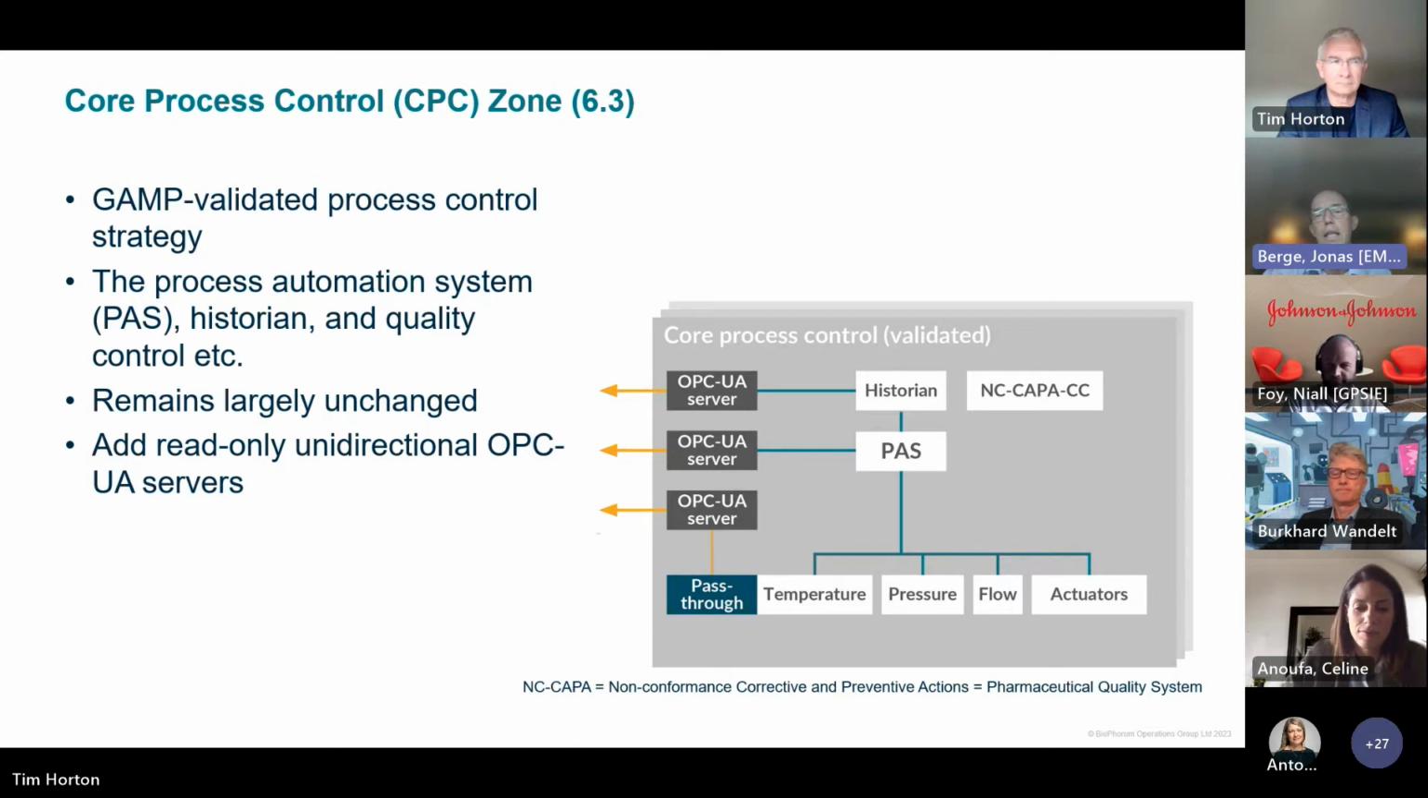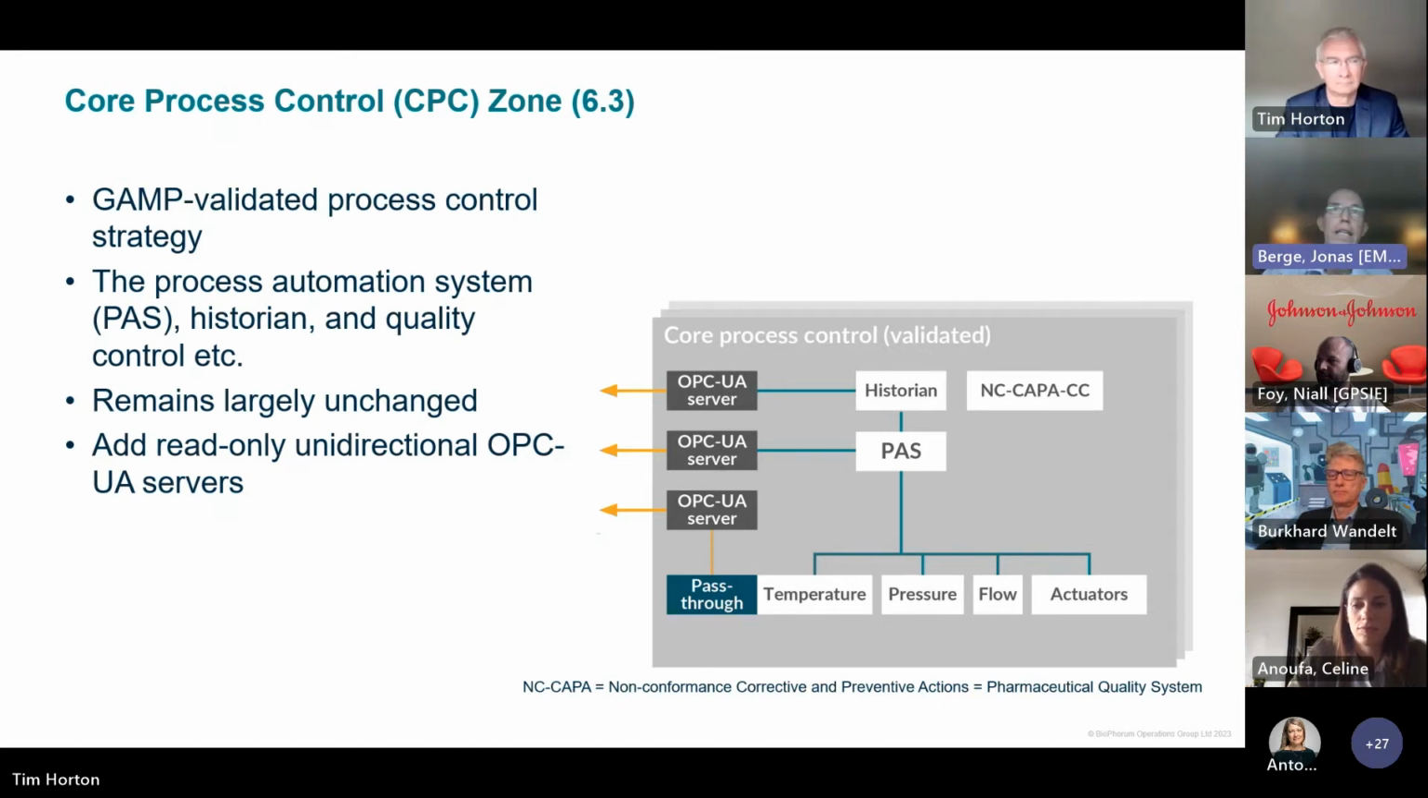So the GAMP validated process control strategy sits in the CPC zone. The plant historian is typically part of the GAMP validated system and therefore part of the CPC zone. Some predictive maintenance use cases may require data from the core process control automation system, for instance, pump discharge pressure. NOA uses the OPC interface between the CPC zone and the M&O zone. OPC UA servers are deployed in the GAMP validated CPC zone if not already available.